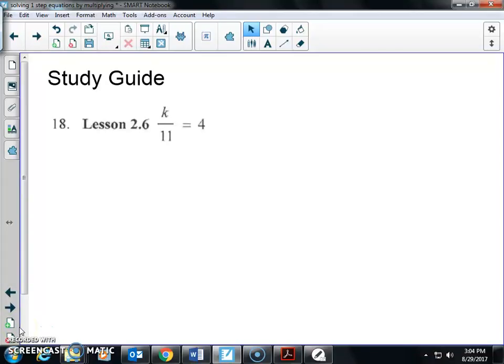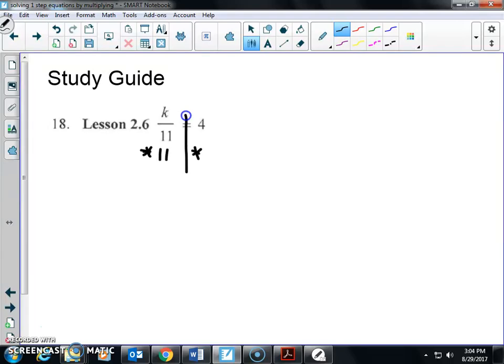So hopefully you've had time to try this one. We'll go through it real quick. I'll cut it for those of you who need it cut. The fraction bar means divide. If they did division, the inverse is multiplication. They divided by 11, I have to multiply by 11 on both sides.